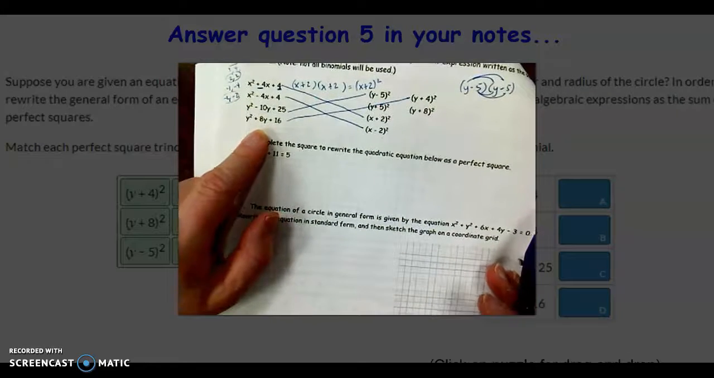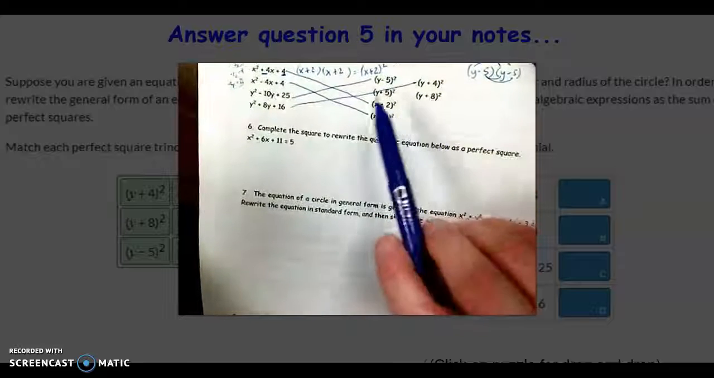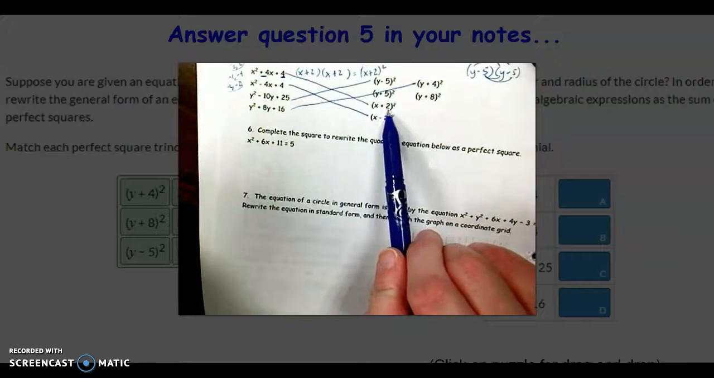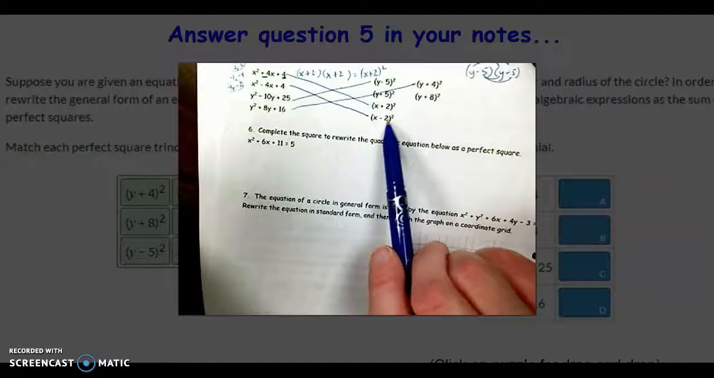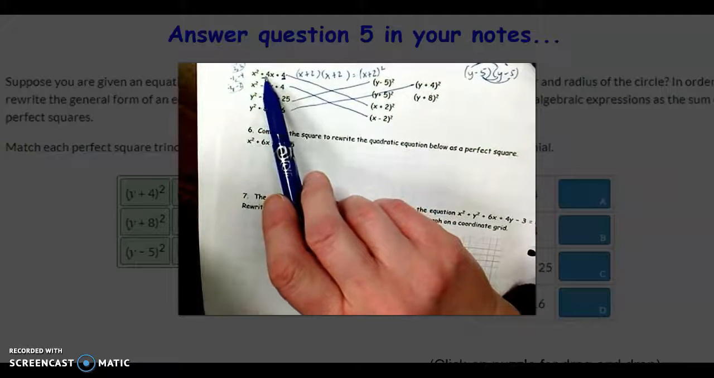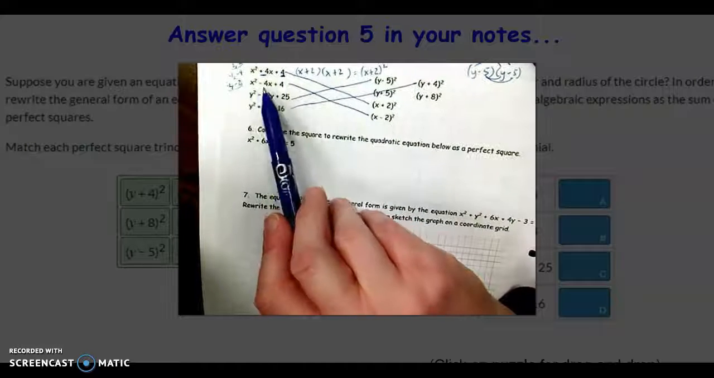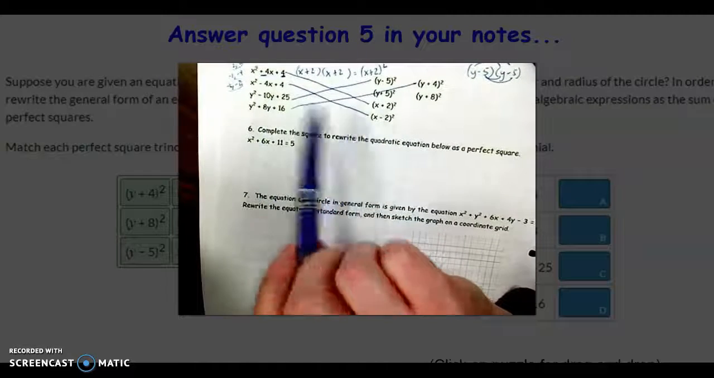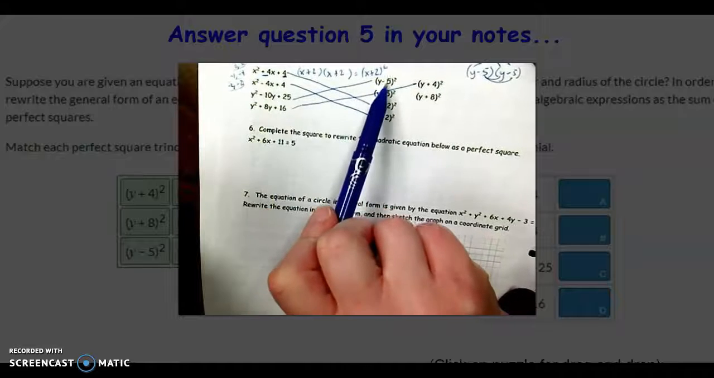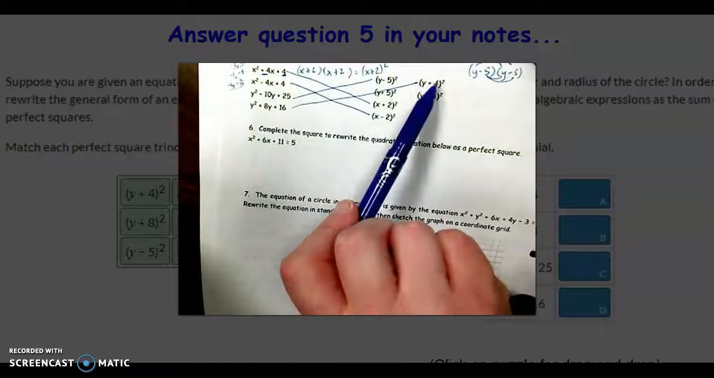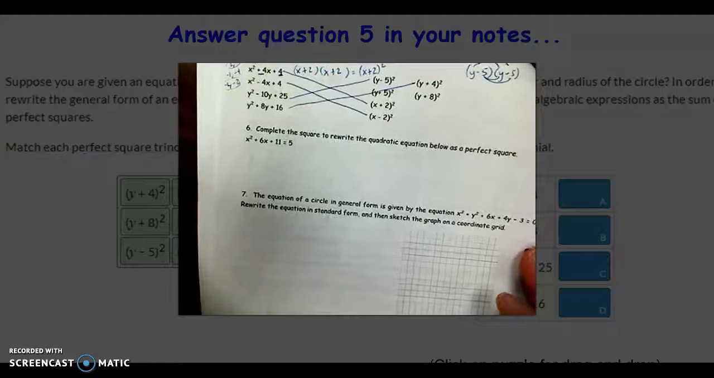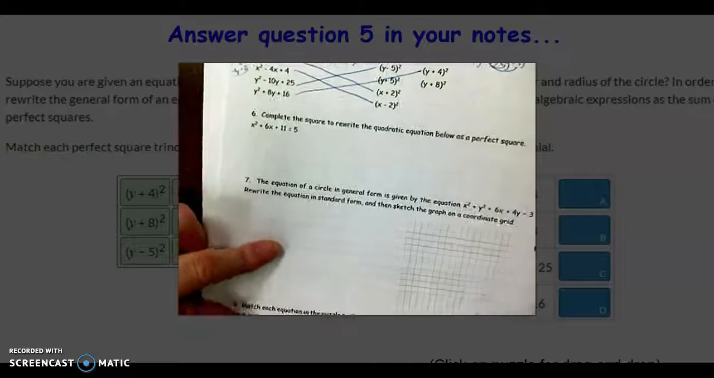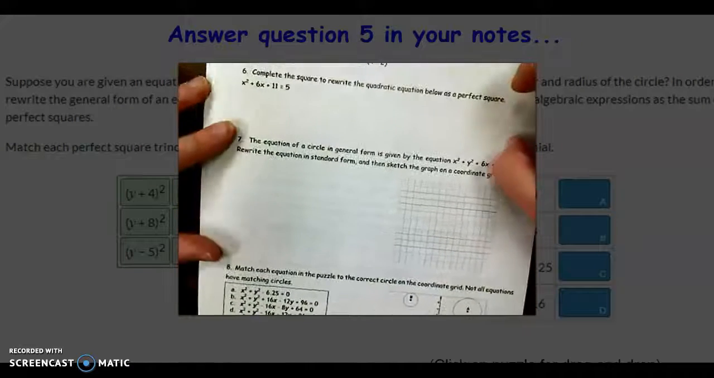Now I want you to notice something. What it matches to, this number 2, this number -2, this number -5, and this number 4, those numbers are all half of the b value. Half of 4 is 2. Half of -4 is -2. Half of -10 is -5. Half of +8 is +4. That's just a helpful thing to recognize when we are going through the process we're learning today, known as completing the square. So we are going to practice completing the square with a quadratic.